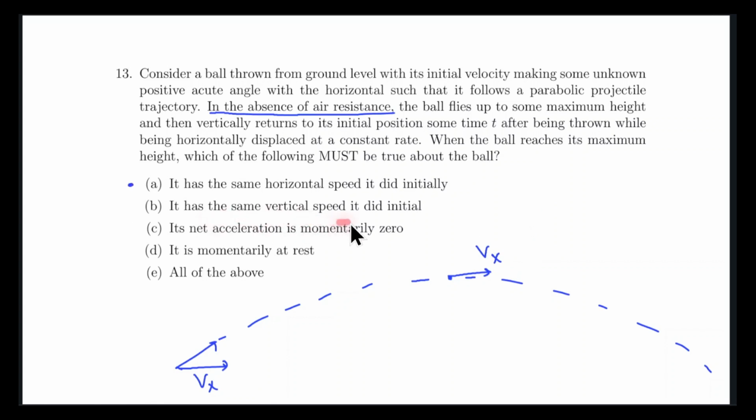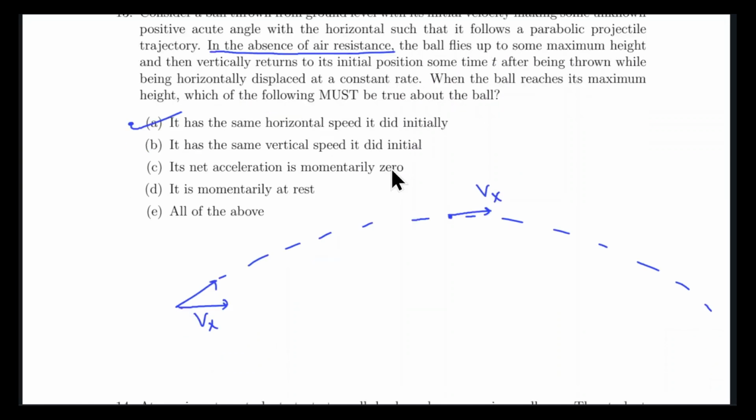It has the same vertical speed it did? No. Vertical speed at this point is 0. It had a net acceleration of 0? No. Acceleration is always g downwards. It is momentarily at rest? No, because it has velocity on the right side. So definitely, this was pretty straightforward, right? The answer is just option A.